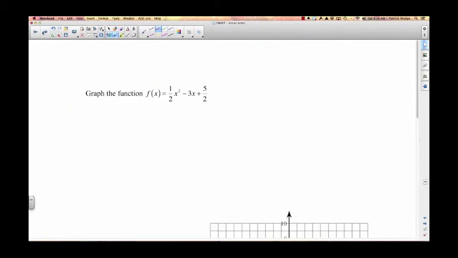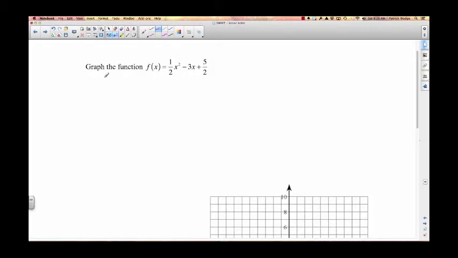Okay, one more question and we are done. So we're going to graph this function. Boy, that looks really complicated. One way you could do it is you could complete the square, but let's see if we can use our new expertise to figure this out a little faster.